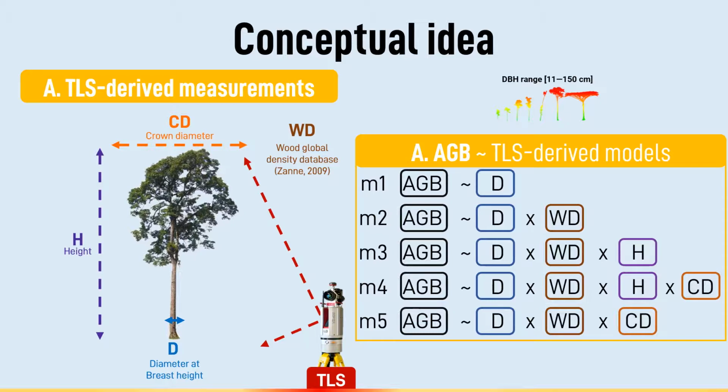We have a total of 72 trees with a range from 11 centimeter DBH to 150 centimeter DBH. We elaborate 5 models using strictly DBH data and different combinations of these parameters, as you can see.